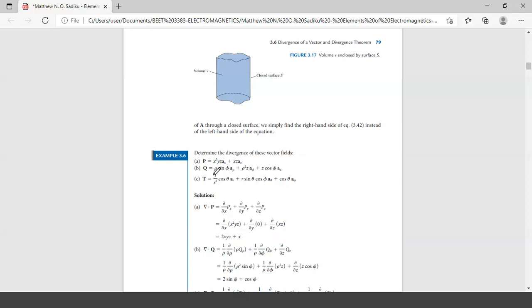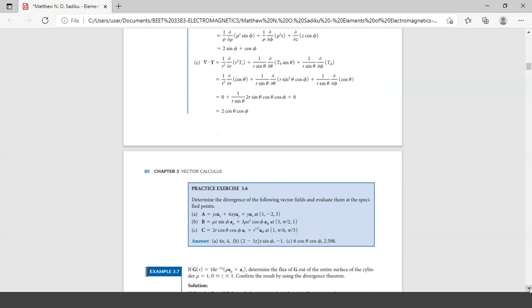So we can see the differentiation is the same for cylindrical. So we have 1 over rho, del over del rho of rho times Q rho. For the rho component, you see there is rho sin phi. For the phi component, rho squared z. For the z component, z cos phi. It is the same with spherical, so you can follow this step.